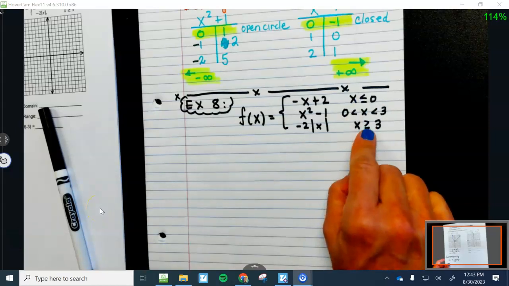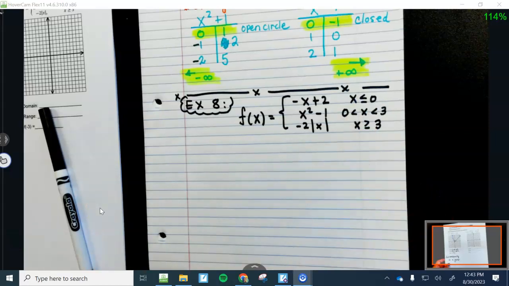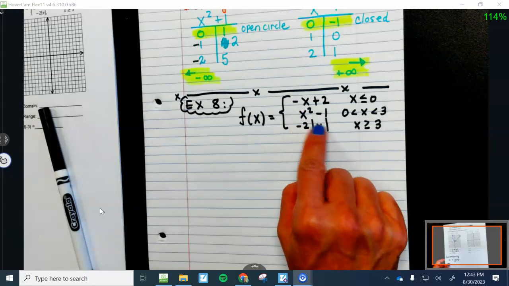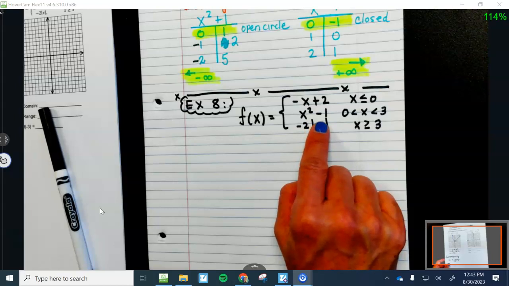to include the domain. That's part of it. Let's talk about what we have here. We have a line with a negative slope. This is a parabola. Tell me about the transformation of this parabola.